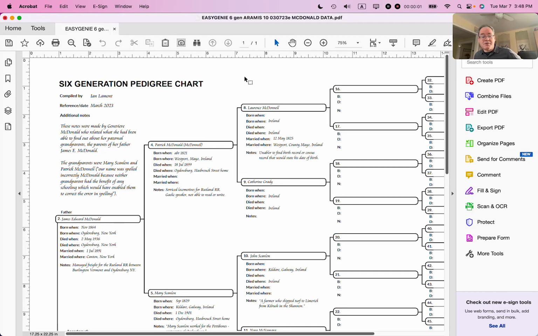Hello, Ian from EasyGenie, talking about our new 6th generation fillable PDF that takes cursive text input and a special feature of this cursive PDF, which is notes.